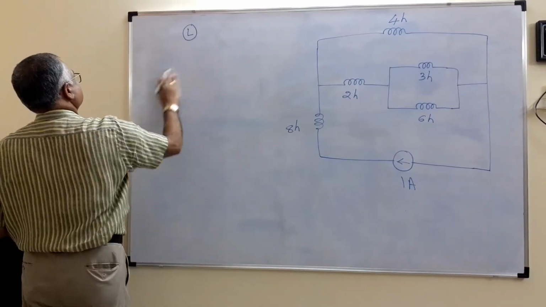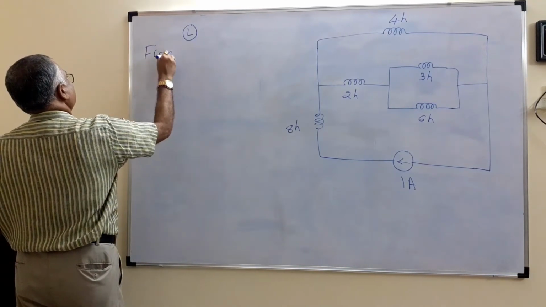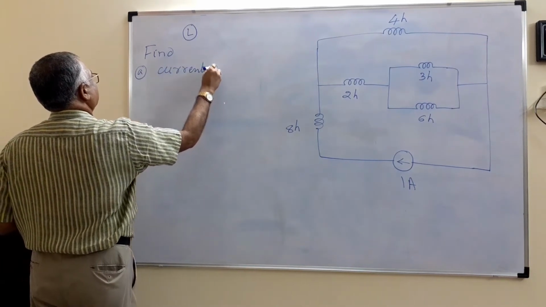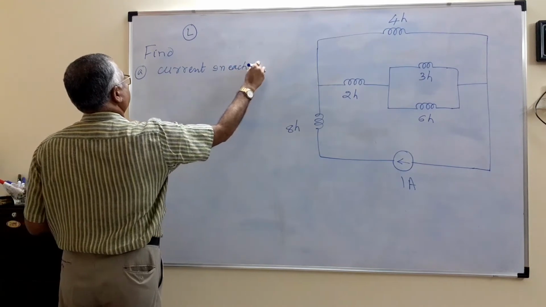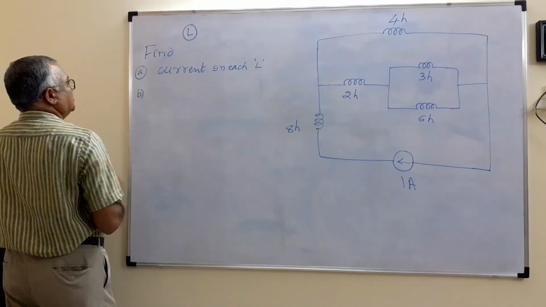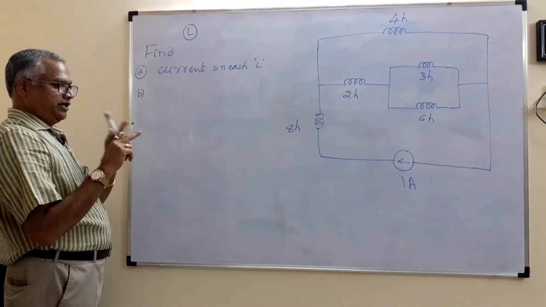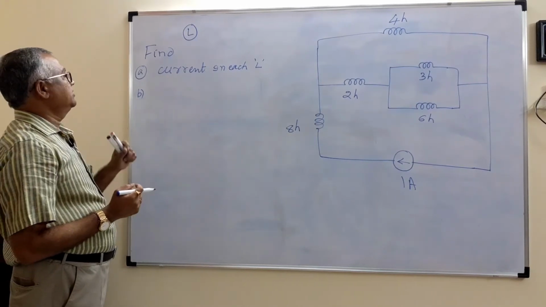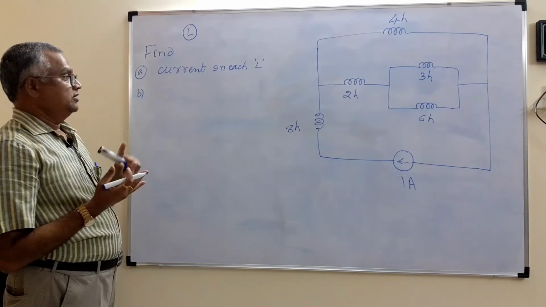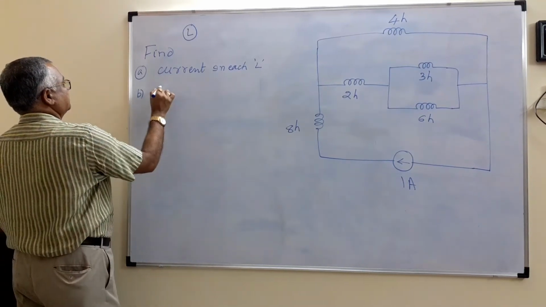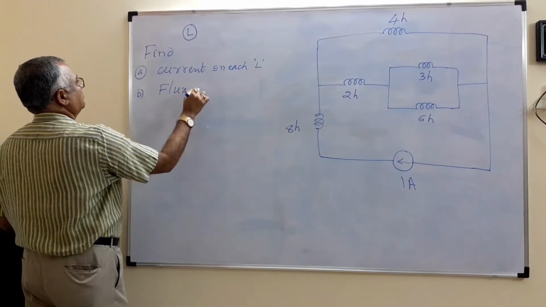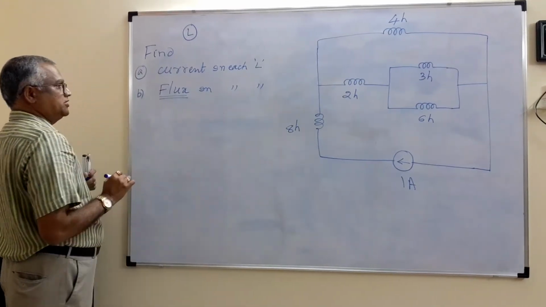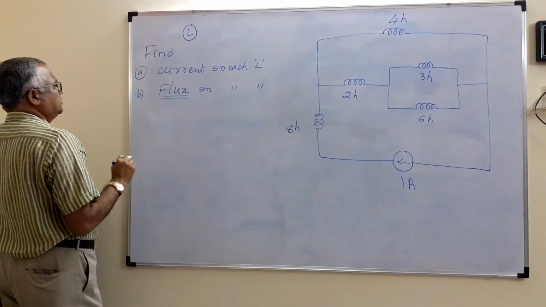What are the possible questions? Find current in each inductor. For resistor we have done current and voltage, for capacitor voltage and charge. Now for inductor, not voltage, not charge, it is flux. Flux in each inductor. So here flux is important, for capacitor charge is important, for resistor voltage and current.